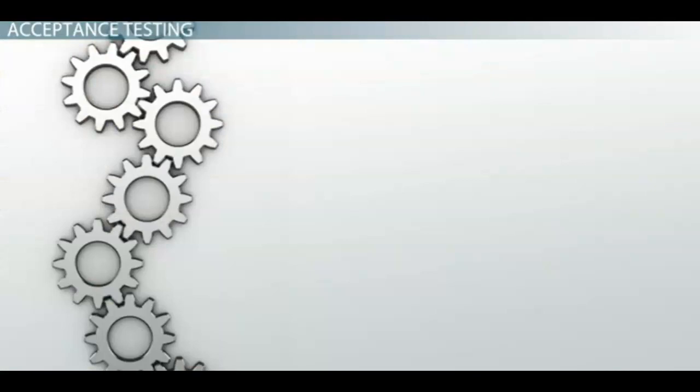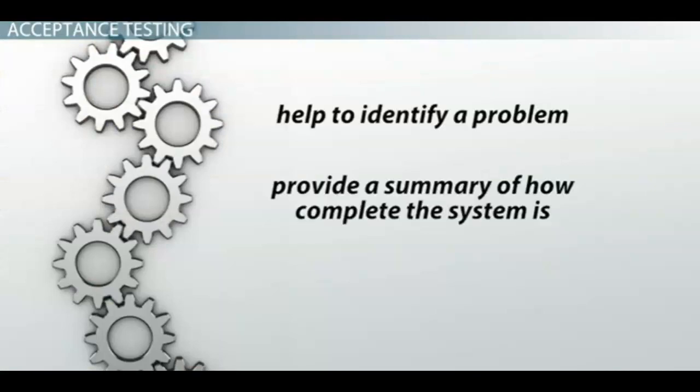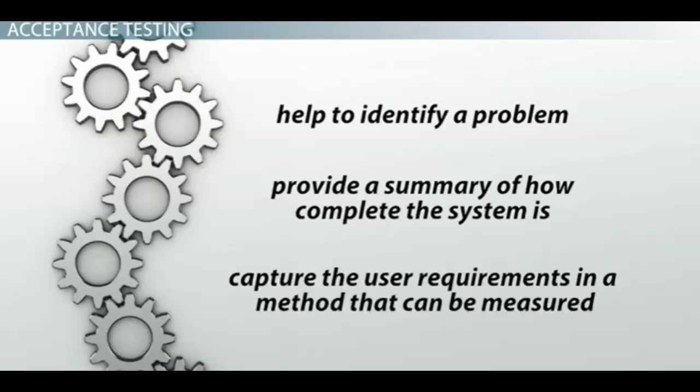These tests are useful because they help to identify a problem, provide a summary of how complete the system is, and they capture the user requirements in a method that can be measured. Let's look at some of the different types of acceptance testing.